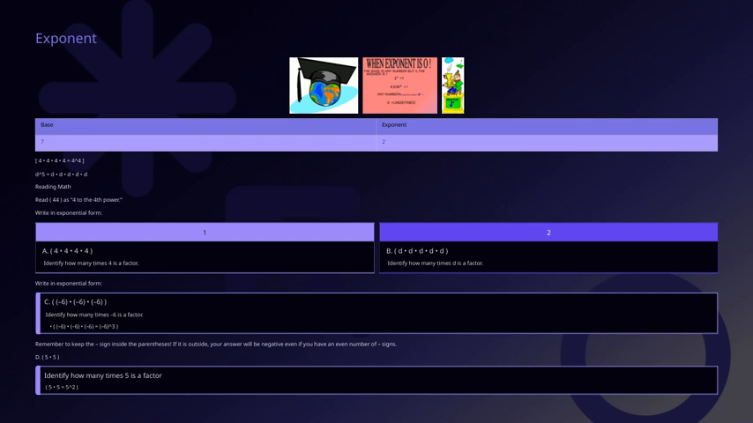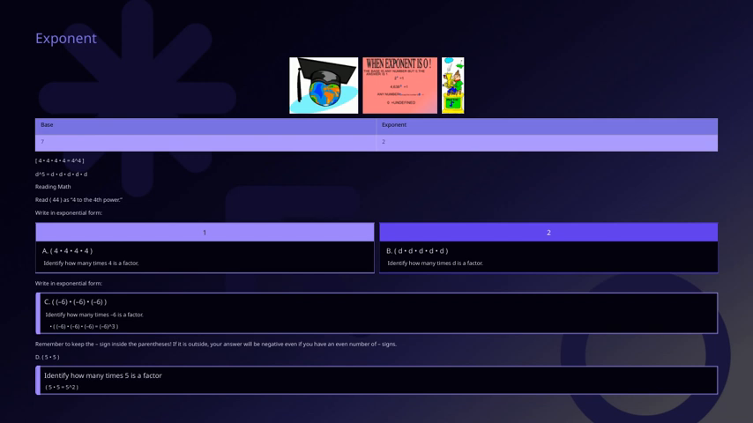So we write that as d^5, meaning d multiplied by itself 5 times. Now let's look at negative numbers. When we have (-6)^3, it's important to keep the negative sign inside the parentheses. If we write it as -6^3, the negative sign outside could lead to confusion or incorrect answers.